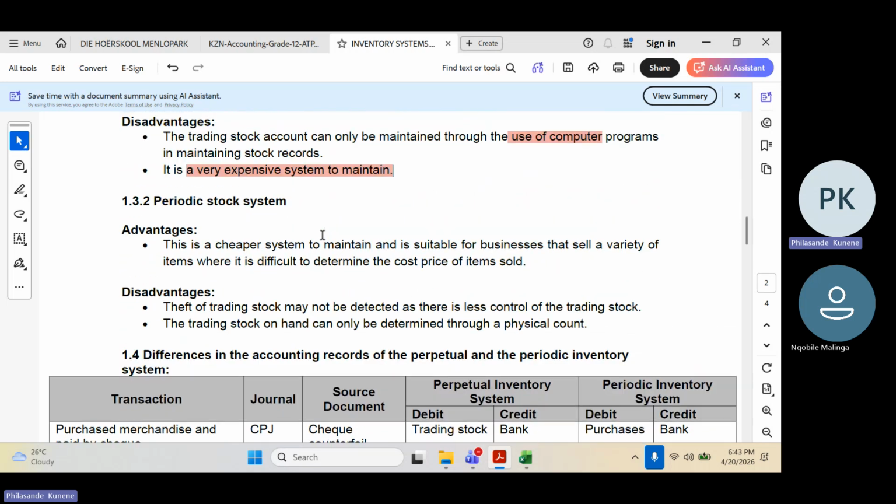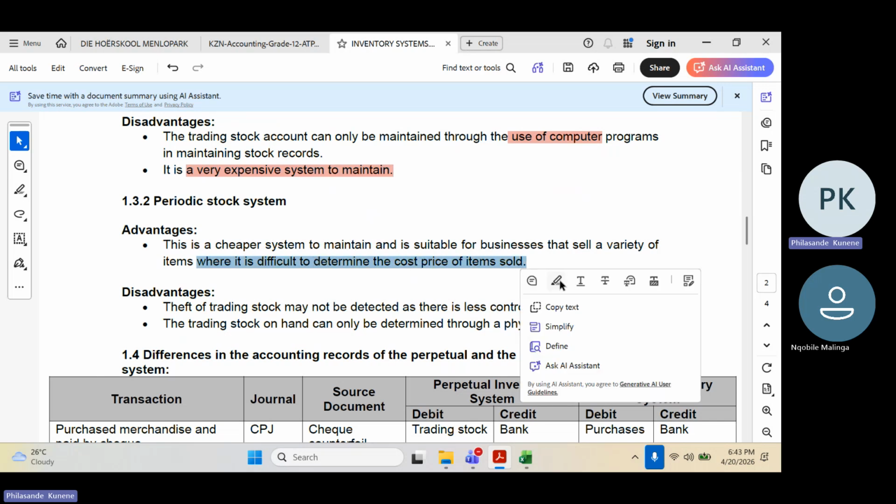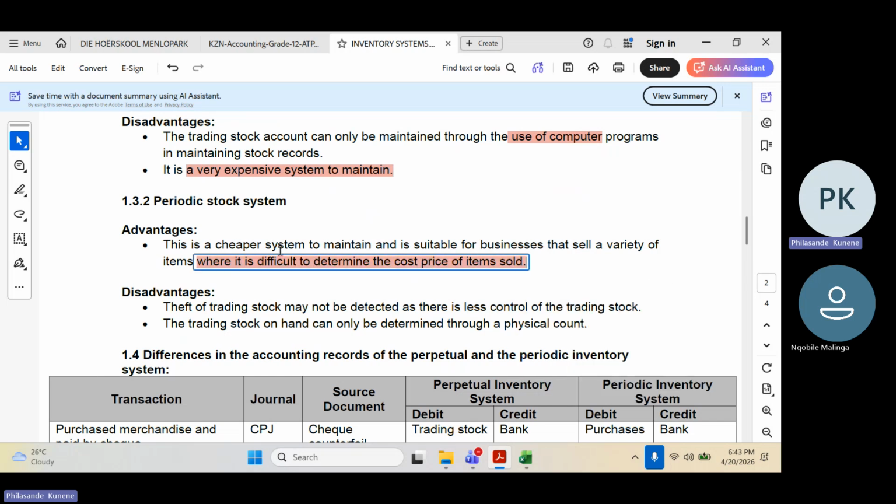Looking at periodic advantages, this is a cheaper system to maintain and is suitable for businesses that sell a variety of items where it is difficult to determine the cost price of items sold. Suitable for small businesses, that is an advantage for periodic. It is a cheaper system to maintain and it is suitable for businesses that sell a variety of items. Usually those are small businesses.